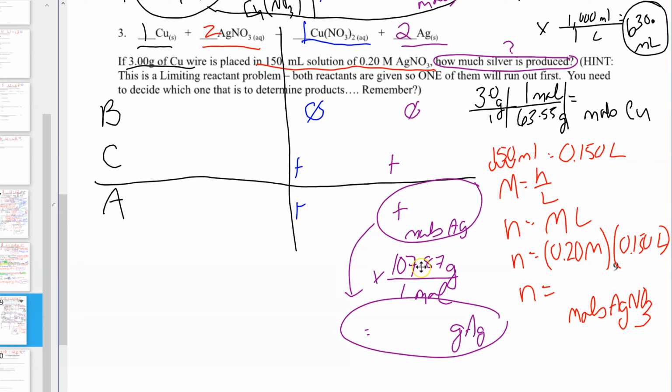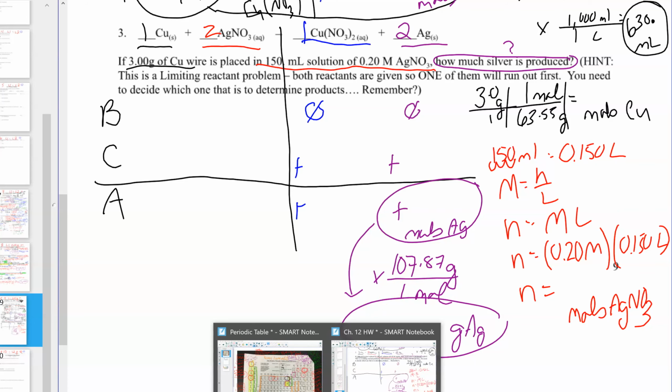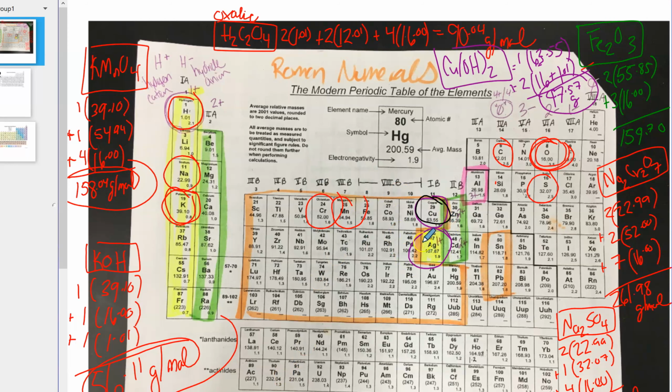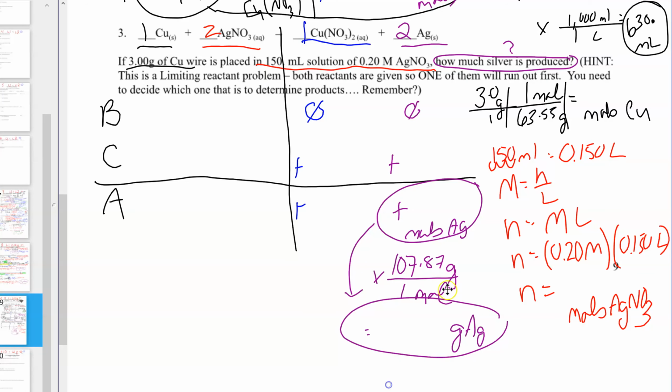Then I'm going to have to multiply by the molar mass of silver, which you get from the periodic table right here, 107.87. And then that will be my grams of silver. This is the final answer. But I've got to do some work to get there because my input moles are missing. Okay, so I need to get moles of copper first. We'll just work left to right.